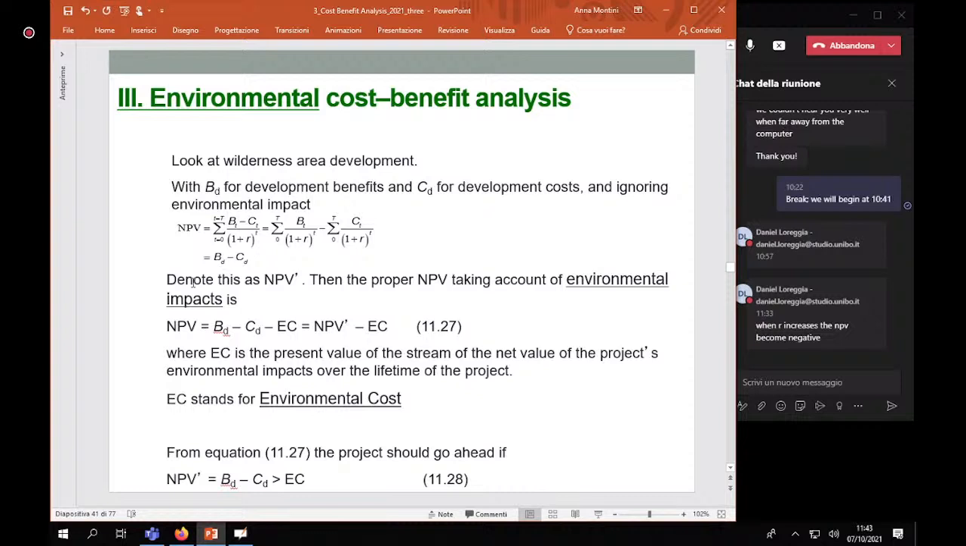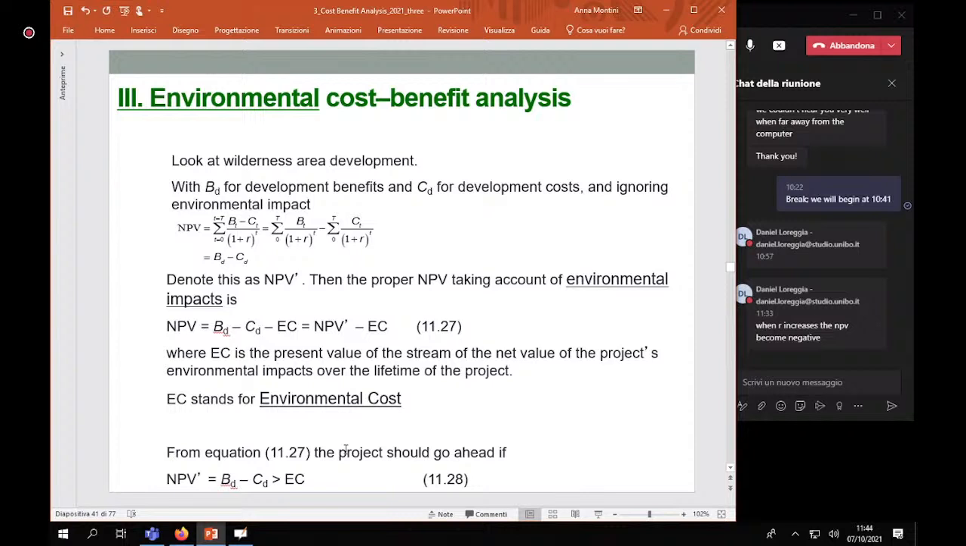then the proper net present value taking account of environmental impact is benefit of development minus cost of development minus environmental cost. Okay? So EC stands for environmental cost. And you want to go ahead with this project only if the net benefit of development is bigger, is above the value of environmental cost.